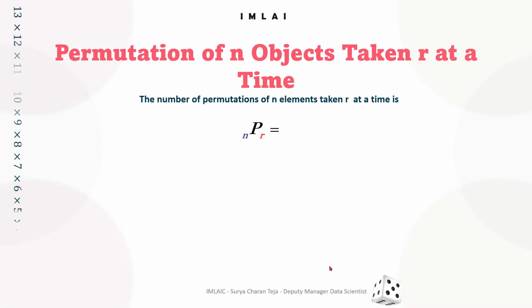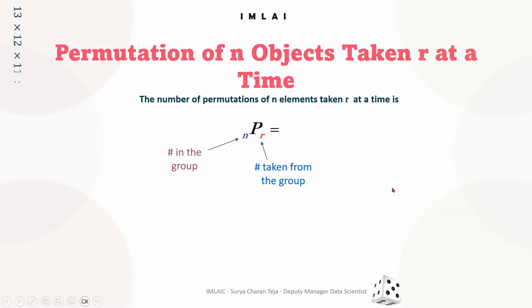The number of permutations of n elements taken r at a time is nPr. n is the number of elements or number of objects. r is the number of ways we have taken at a time. So nPr is equal to n factorial, where n is the number of elements in the group, and r is the number of elements taken from the group. So that's n factorial divided by n minus r factorial. Okay, so that's how it works.